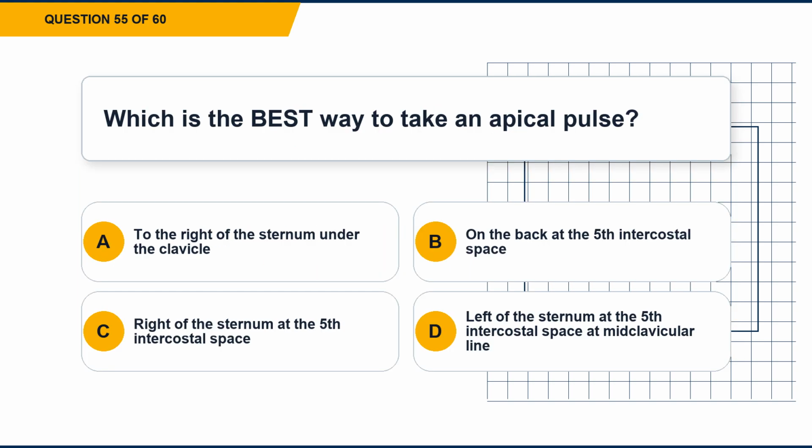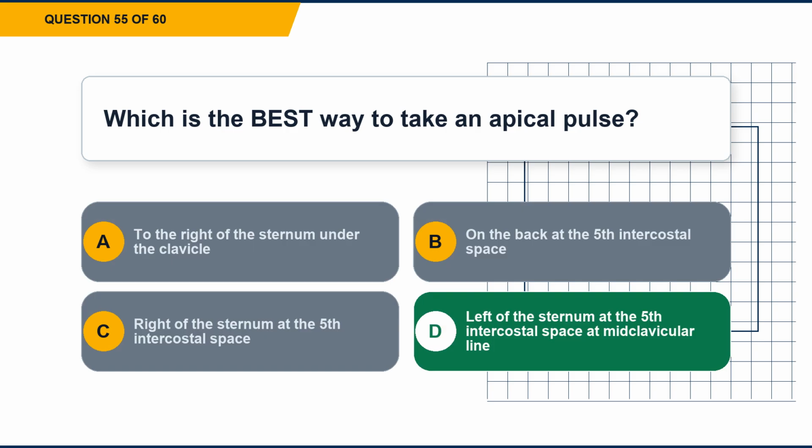Question 55. Which is the best way to take an apical pulse? Option A, to the right of the sternum under the clavicle. Option B, on the back at the 5th intercostal space. Option C, right of the sternum at the 5th intercostal space. Option D, left of the sternum at the 5th intercostal space at mid-clavicular line.